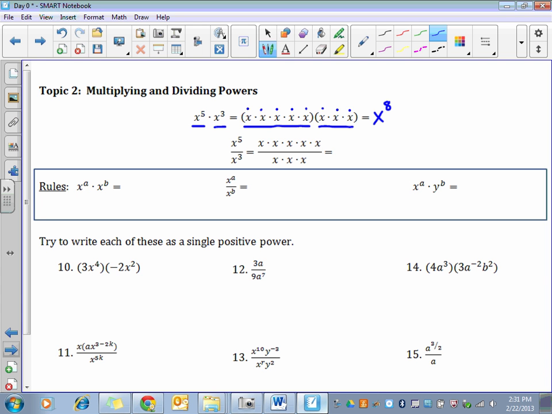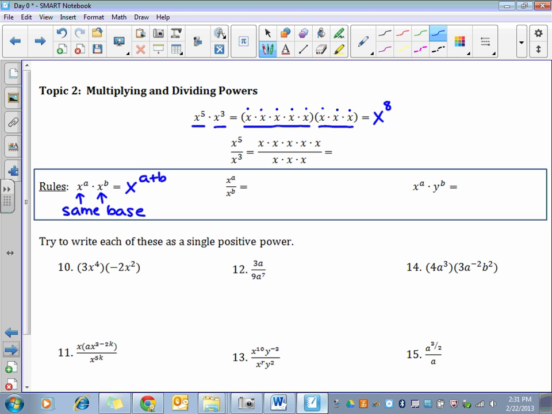So the rule tells me x to the a times x to the b power. Notice these have the same base. I can rewrite this as x raised to the a plus b power.